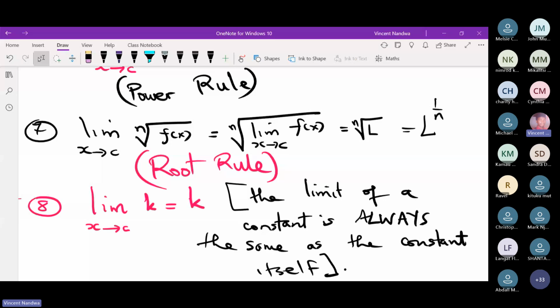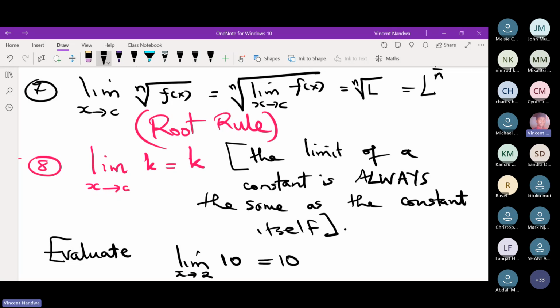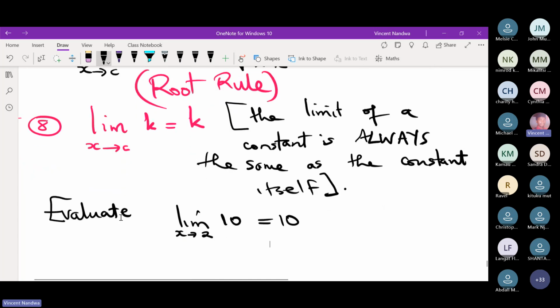So regardless of where x is approaching, if the function does not depend on x, then the limit becomes the same value. So for example, if I ask you to evaluate the limit as x approaches 2 of 10, then the answer just becomes 10, because the function f of x does not depend on x.